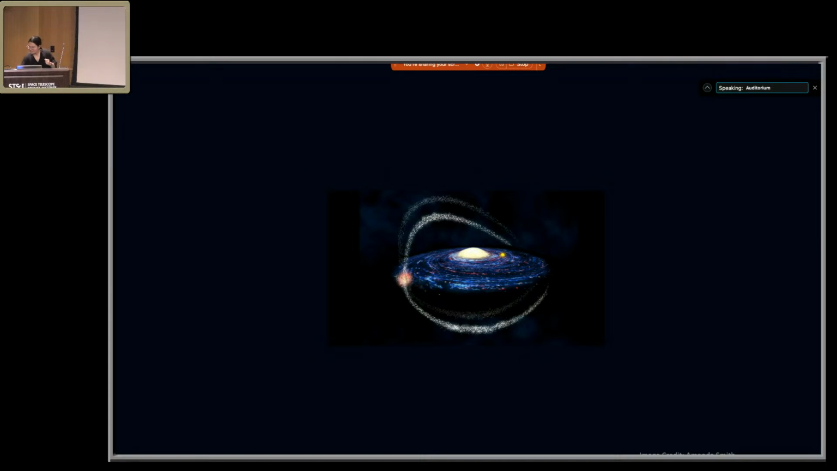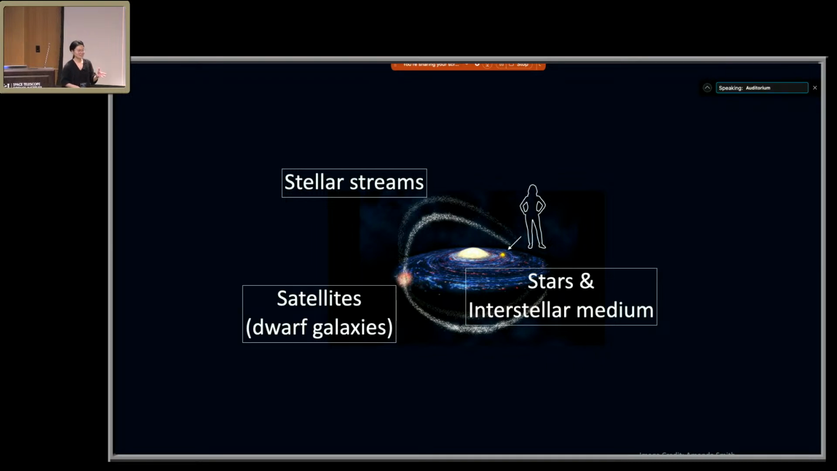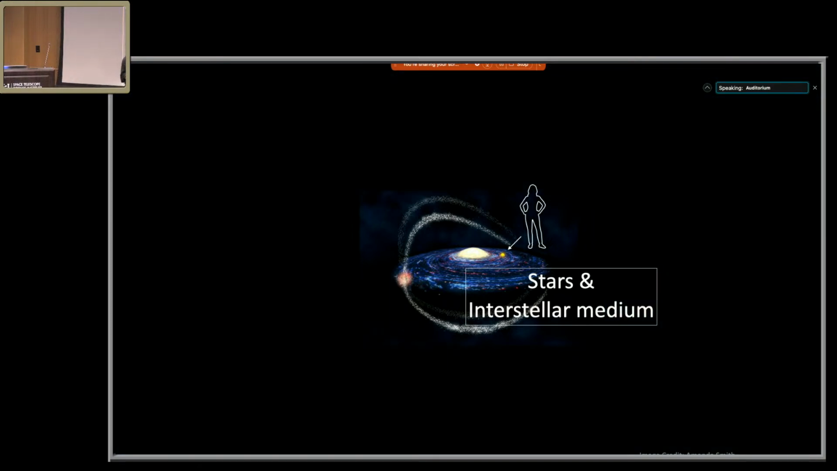I just want to put everyone on the same page. This is a cartoon illustration of our own Milky Way galaxy. But what I'm going to say is pretty much true for any type of galaxy, smaller or bigger. In this galaxy, we are here. We are off-center at 8 kiloparsecs away. And we are surrounded by stars and ISM, which is the topic of this workshop. At the same time, you see all these very pretty stellar streams, and the stellar streams are pulled out of dwarfs such as LMC and SMC because of the tidal interaction between this galaxy and their host galaxies.